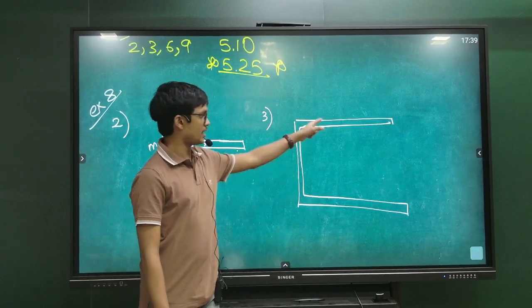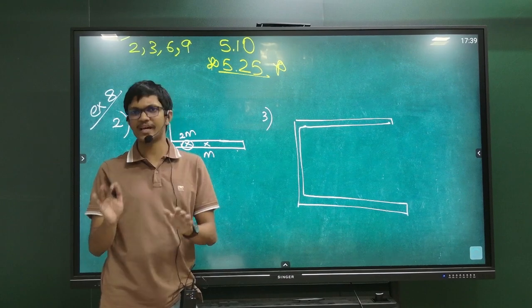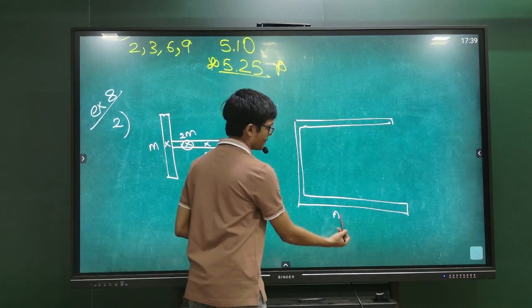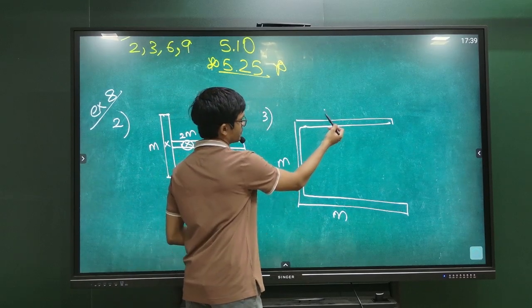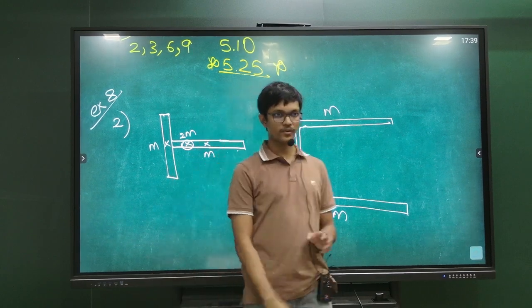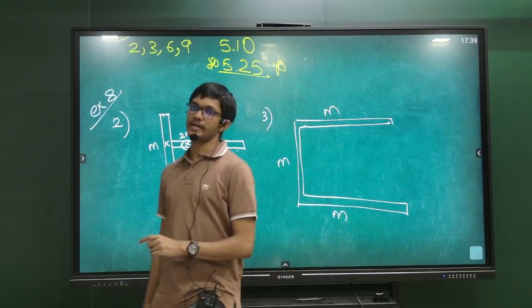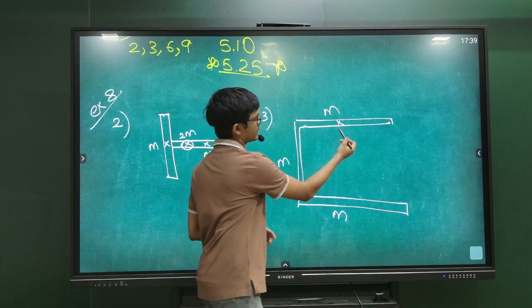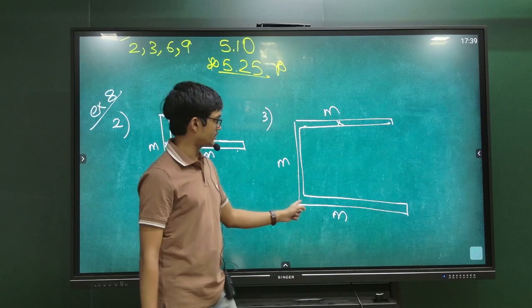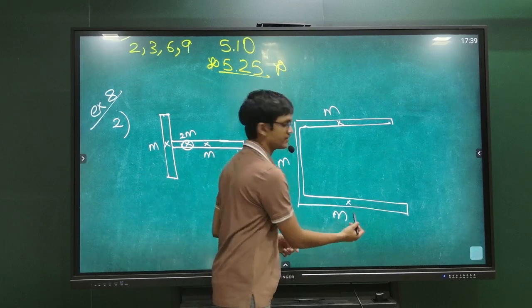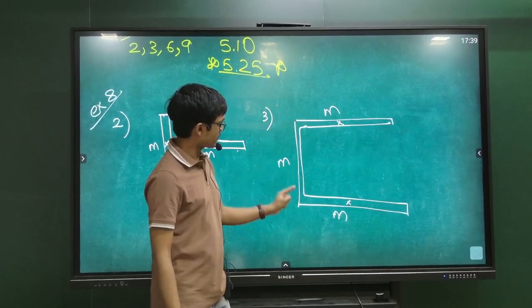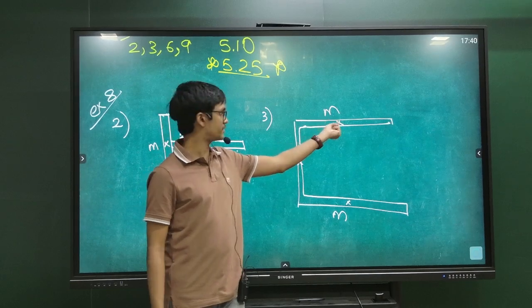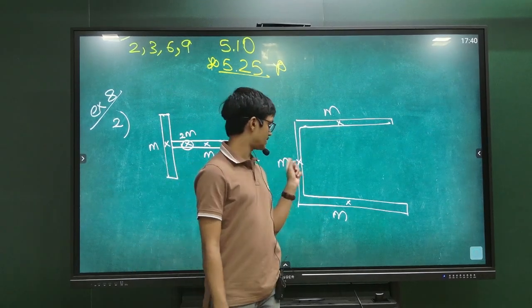These three parts, they almost look like the same, right? So I can assume mass of this part is m, mass of this part is m, mass of this part is m. Clear? Okay. Now, where can you find the center of gravity of this part, this rod? At the center, right? Where can you find the center of gravity of this part? Again at the center, right? Where can you find the center of gravity of this part? Here. That means this M is centered here. This M is centered here. This M is centered here.